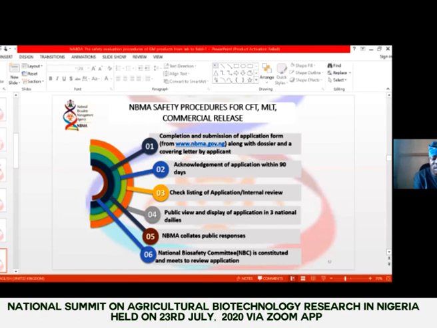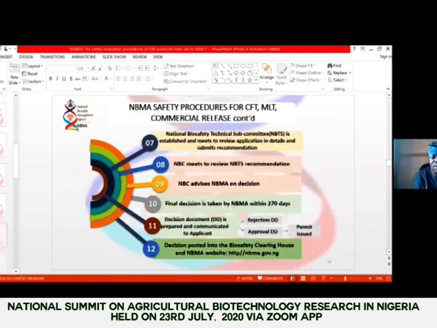We also established the National Biosafety Committee and the National Biosafety Technical Subcommittee. The National Biosafety Committee is basically made up of line ministries and agencies and some experts, while the National Biosafety Technical Committee is made up of experts, not more than 5, to have an in-depth look and analysis of the application, which will now guide the NBC in finalizing their decision-making process.